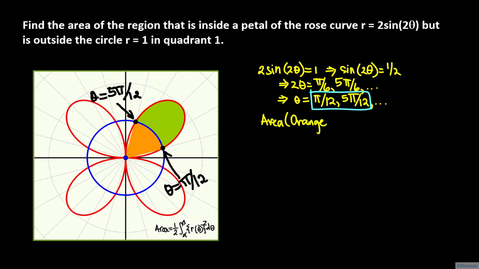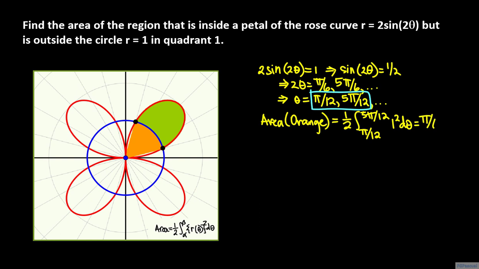Therefore, the area of the orange region must be equal to half times the integral from pi over 12 to 5 pi over 12 of 1 squared, r of theta being equal to 1 on the circle. As an easy exercise, the viewer can check that this is equal to pi over 6.